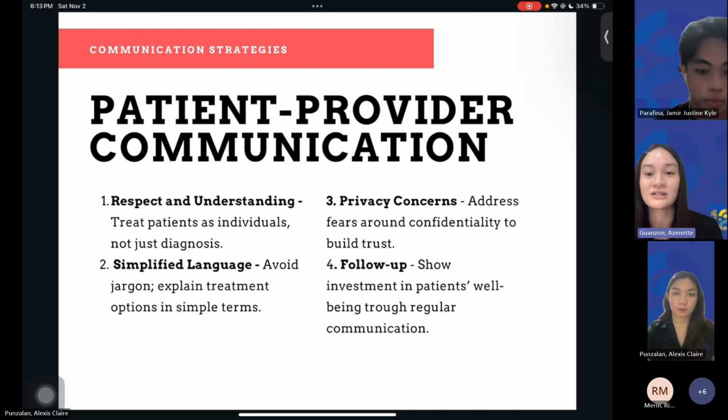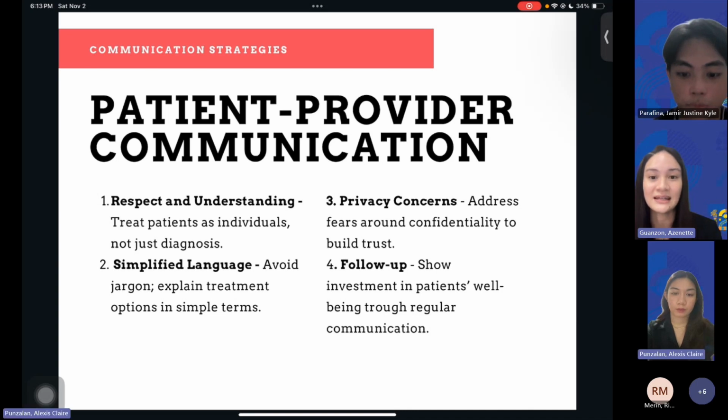Privacy is also a major concern. Many people fear that their diagnosis will be disclosed without their consent, which can lead to anxiety and mistrust. By reassuring patients about confidentiality, providers can create a more open and supportive environment. And finally, follow-up communication is essential. A quick message or call after a visit shows patients that their healthcare team is genuinely invested in their well-being. It's a small gesture that can make a huge difference in helping patients feel supported.